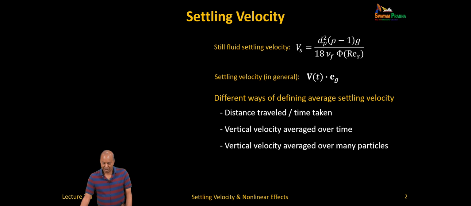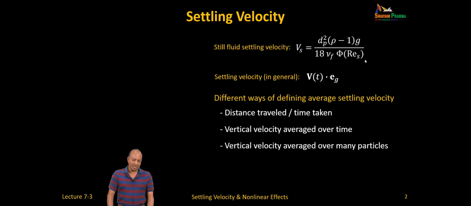Now you can see that this sort of settling velocity, when a particle is shedding vortices, is going to be complicated, because it may not even come down straight. If a particle is dancing around, even defining what the settling velocity is becomes a complicated thing. So I want you to think about it.